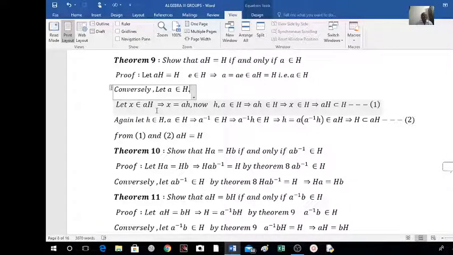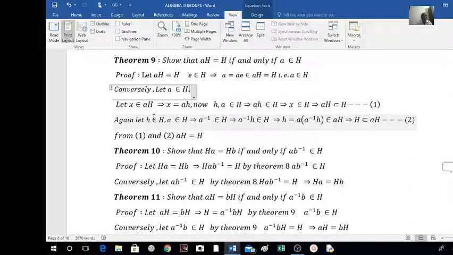Then x is an element of AH means that every element of AH is of the form a times an element of h. Therefore, x must be a·h, where h belongs to H. Now, a belongs to H, h also belongs to H. Therefore, a·h, where a is an element of H and h is also an element of H, is again an element of H, because H is a subgroup and the closure law is satisfied.